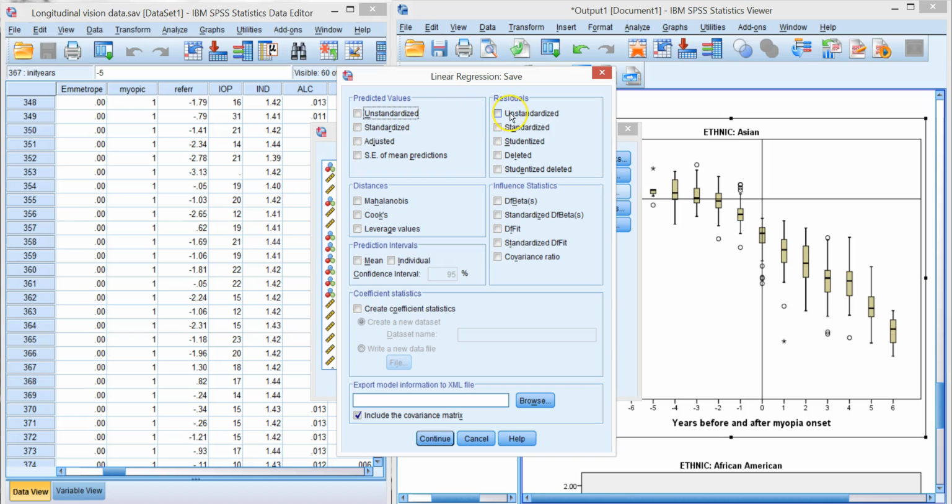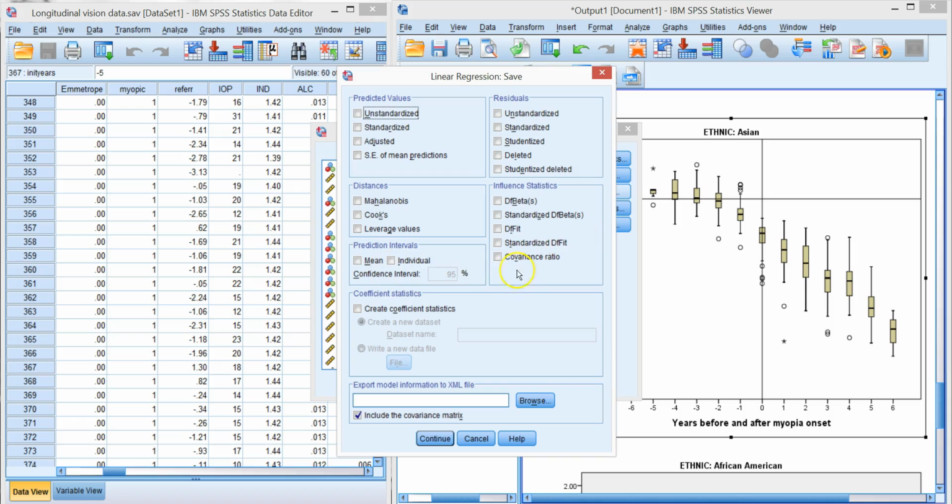Residuals, same thing. The difference from the observed value minus the predicted value is the unstandardized residual. That's the error term in regression. Standardized refers to a z-score standard, so you take that unstandardized residual, divide it by the standard deviation of the residuals, and you get a standardized value. Studentized uses the student t distribution instead of the normal distribution.